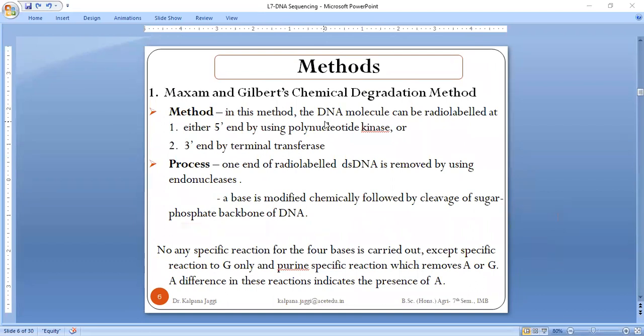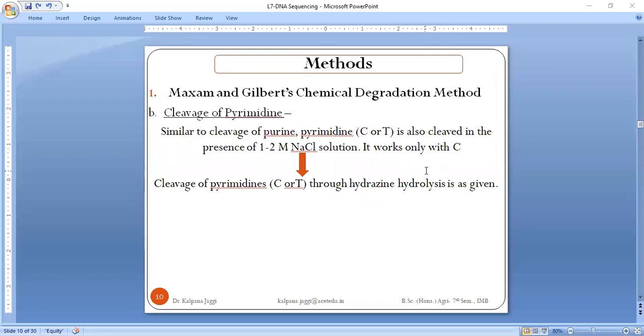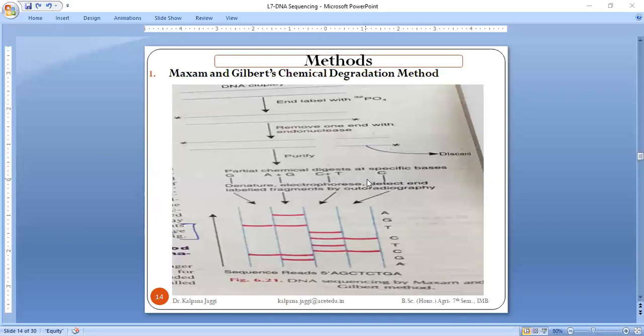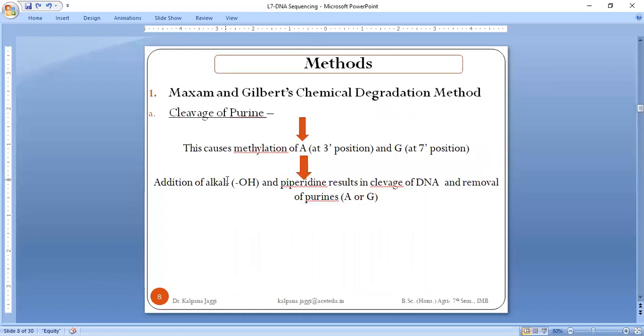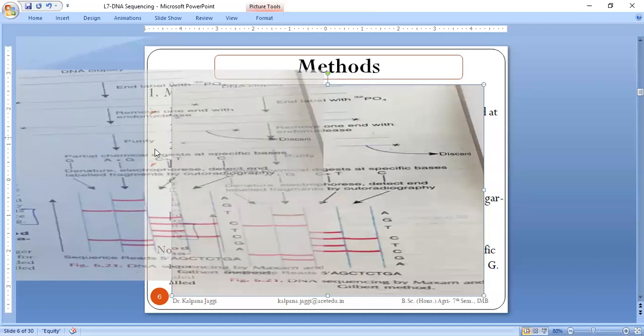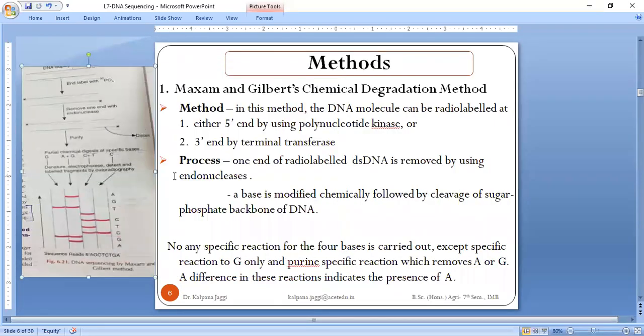Now I come back to the very first methodology, which is the chemical degradation method conducted by Maxam and Gilbert. So what is happening in this Maxam and Gilbert method? This method was developed by Maxam and Gilbert, and in this method there is a DNA molecule. I will be making this diagram side by side here also. This is a DNA molecule. As I already said, it is to be radio labeled, right?